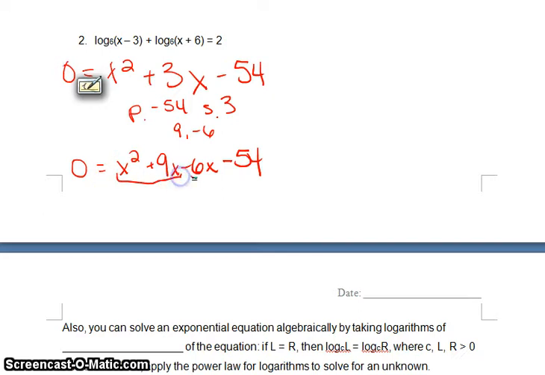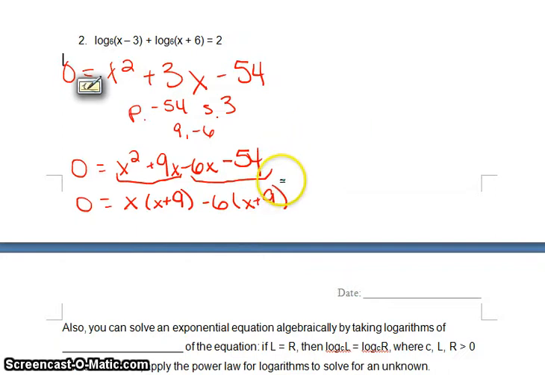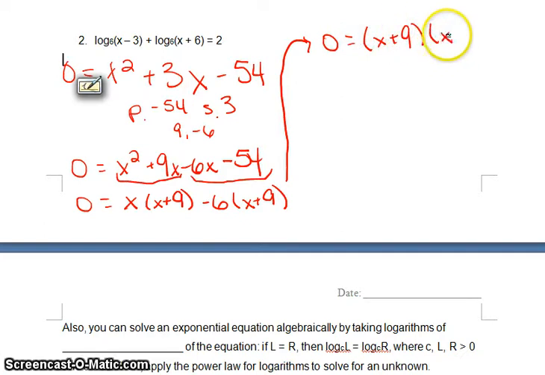Then we group the first and second term and then the third and fourth. We'll pull that common factor of x and then negative 6. So we have x plus 9. I'm going to continue up here. And what we're left with is 0 is equal to x plus 9 and x minus 6.